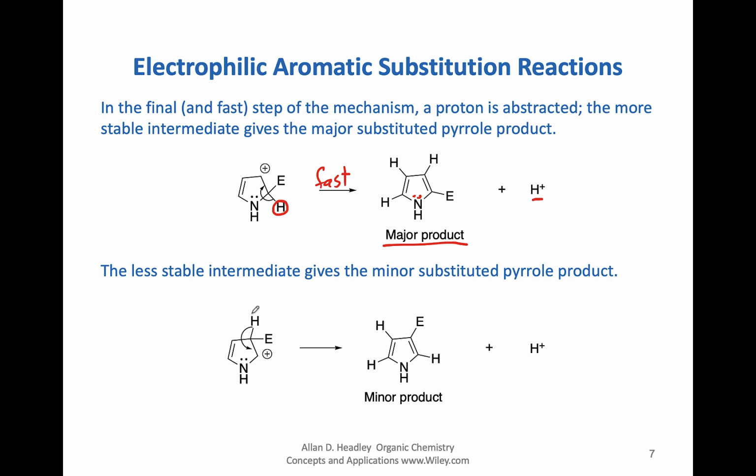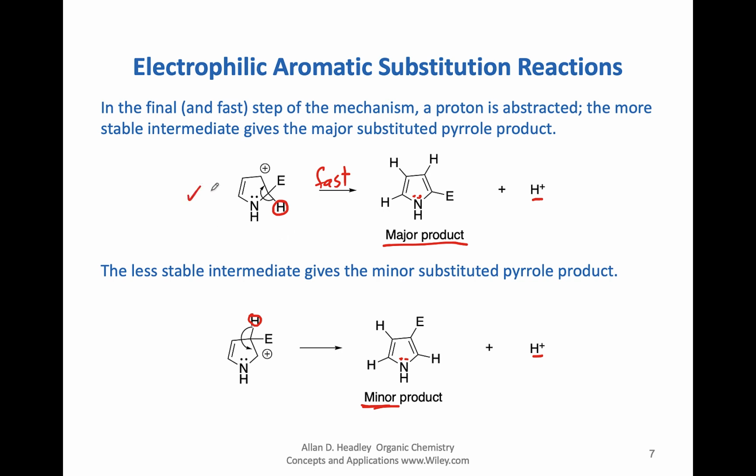Same aspect here, a loss of proton. These electrons swing back in to give that double bond. These electrons are still here, so this is aromatic, but this is the minor product. Why minor? Because that is coming from the intermediate that's not as stable as the intermediate that's generated from this reaction.